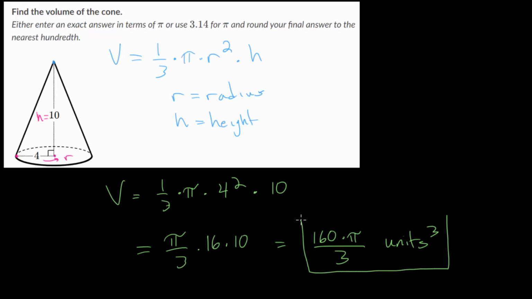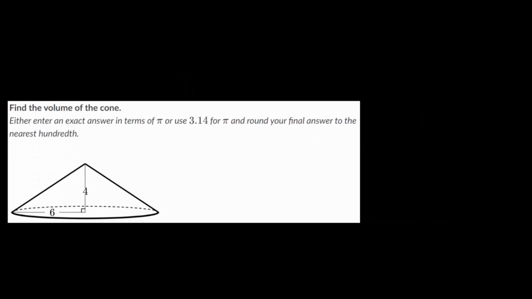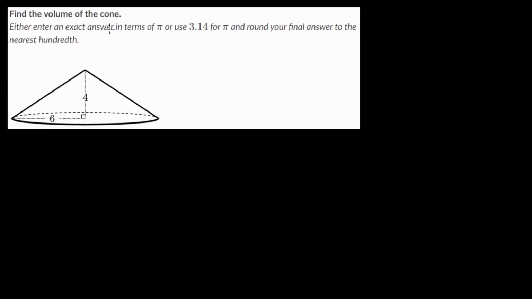So 160 over 3 won't simplify. 3 does not go into this evenly, which means that we can leave this as the exact answer for the volume of the cone. If we want an approximate decimal answer, we can use 3.14 for pi and use the calculator to actually calculate that. But since that will give us an approximation and will no longer be the exact answer, we can leave it in terms of pi. Now, let's do one last problem where we're finding the volume of a cone.